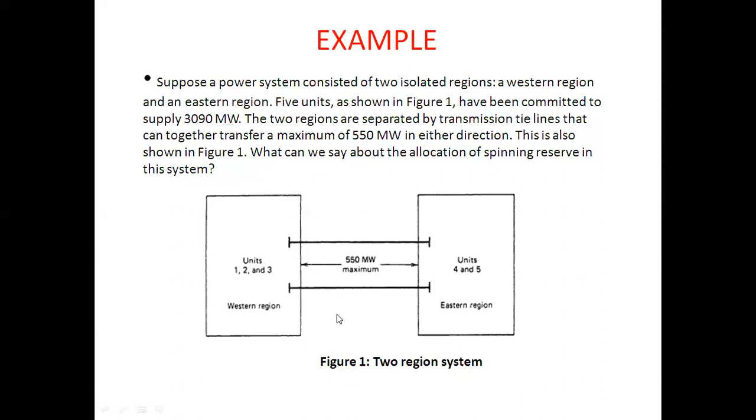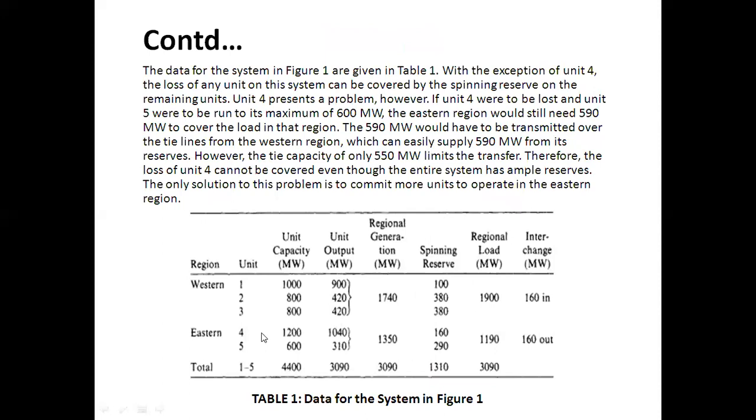This is our question. Let us concentrate on the particular table. It is given that there are two regions, western and eastern. Western has three units, 1, 2, and 3, with unit capacities of 1000 megawatt, 800 megawatt, and 800 megawatt. Units 4 and 5 are in the eastern region, and their capacities are 1200 megawatt and 600 megawatt.